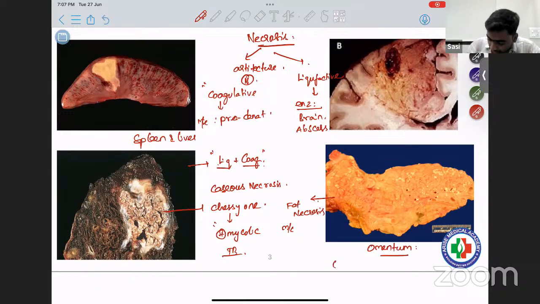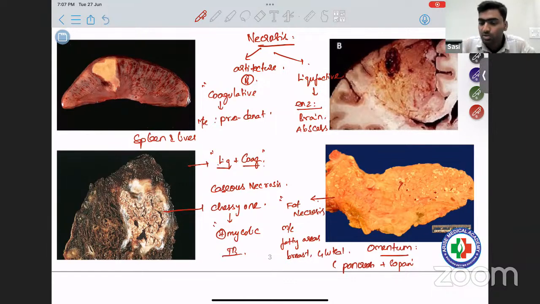In a case of pancreatitis, there is a release of a lot of enzymes, and these enzymes come and act on this fat, leading to a saponification reaction, and this leads to this whitish calcium deposition. So it is the fat necrosis, and it is most commonly seen in the fatty areas of breasts and the gluteal region. Yeah, most of you are getting it correct.